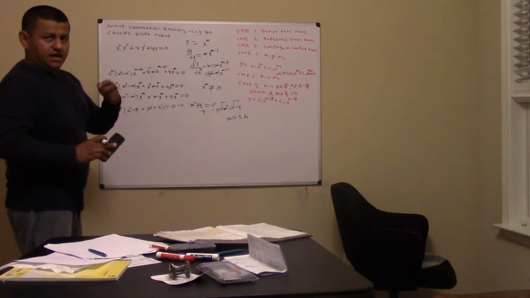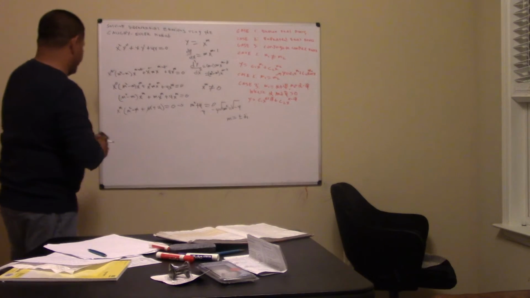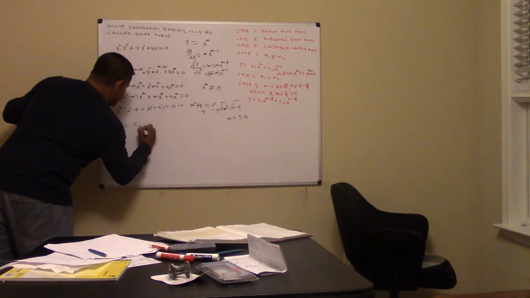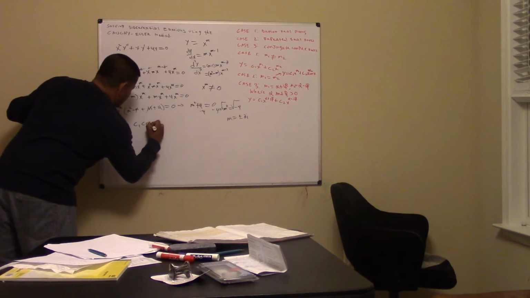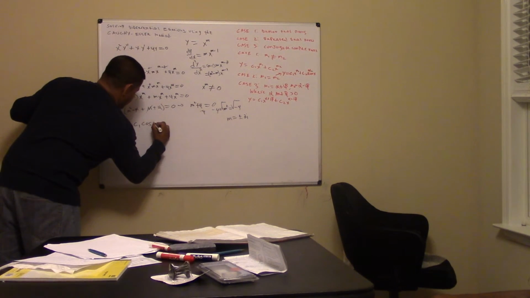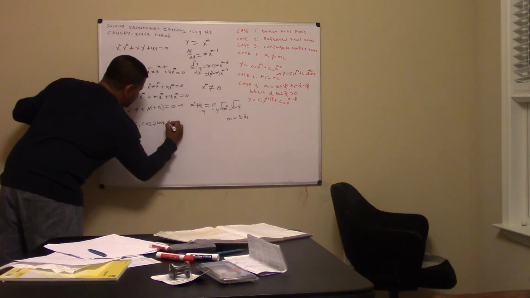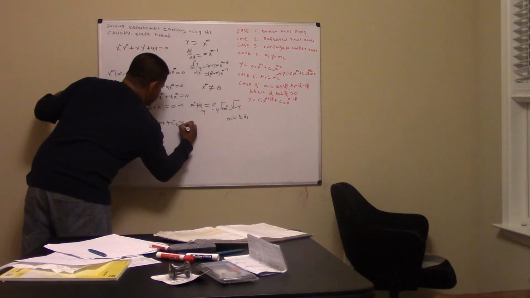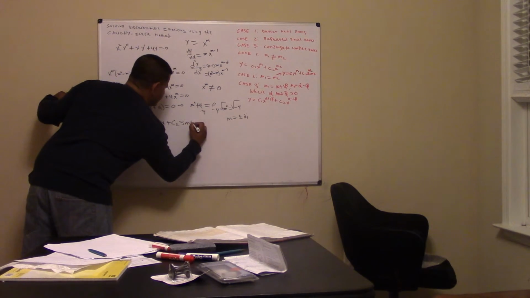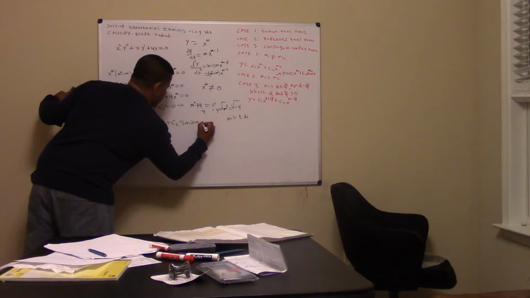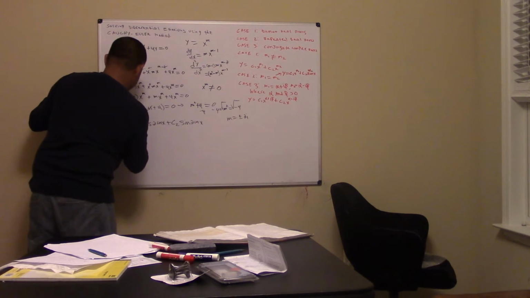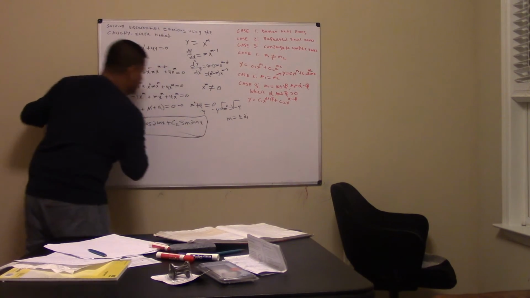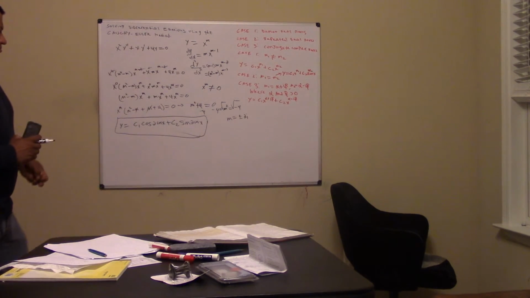Actually, I had to add C1 and C2 in front of it. So the solution is going to be C1 cosine of 2 ln of x plus C2 sine of 2 ln of x. That is the solution for that differential equation.